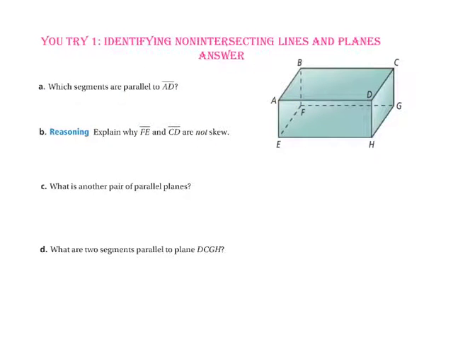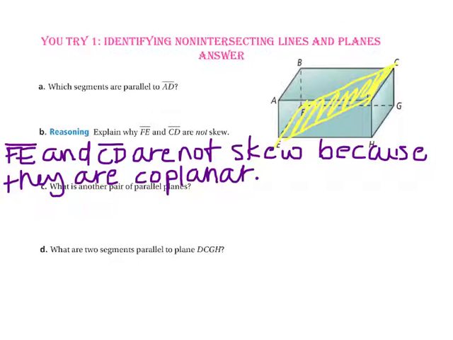For part B, we want to explain why segment FE and segment CD are not skew. Remember, in order to be skew, you have to be non-coplanar and not intersect. However, I have plane CDFE here. It is that diagonal plane from the top right to the bottom left of this prism. So segment FE and segment CD are not skew because they are coplanar.